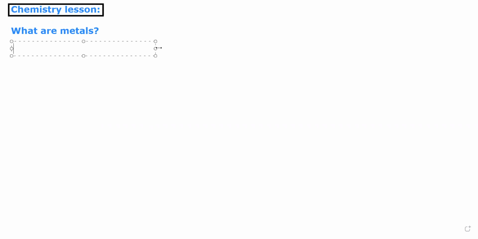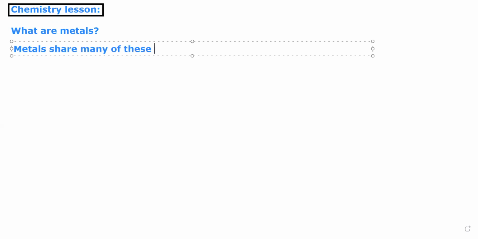Okay, so here, we will talk about what metals are. Keeping in mind that the most reactive metals are placed on the left side of the periodic table. All metals share many physical properties that we can list down here. What are those? And after that, we will talk about their chemical properties as well.